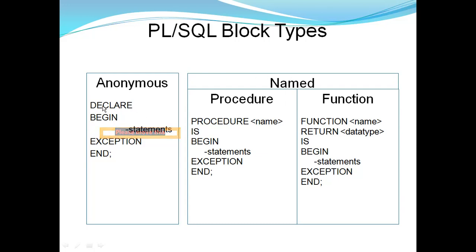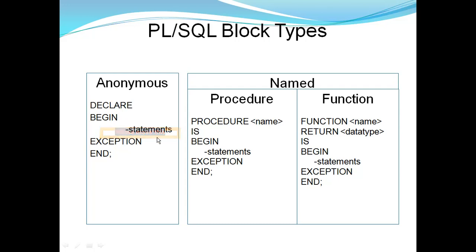Now look at the same thing in the named block. In the named block, you will not see a DECLARE part. Here we have the name of that block, whether it's a procedure or a function. So we write PROCEDURE and give the name of the procedure. Then we have IS. Before IS is a global declaration, that is, you can say the parameters. But between IS and BEGIN is the declaration part.